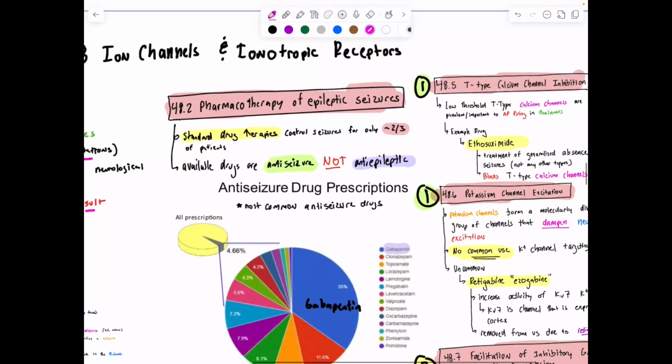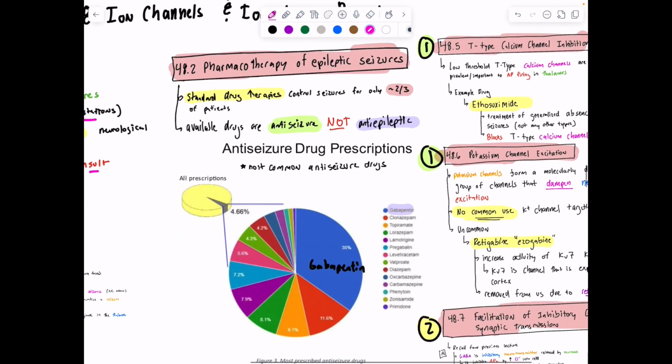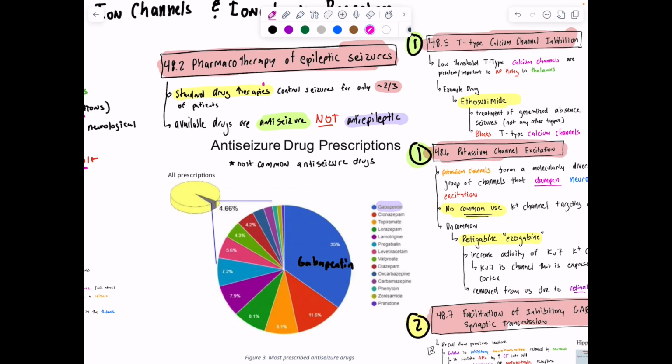All right, so then the pharmacology of epileptic seizures. Standard drug therapy only controls about 2/3 of patients, which is not great, but it's important to know that the available drugs are anti-seizure, and we'll see it as anti-seizure drug, ASD, not anti-epileptic.